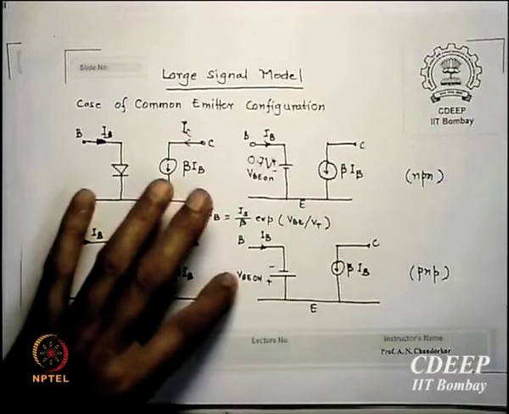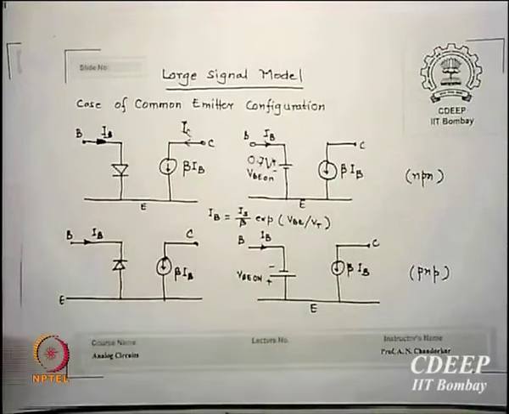So, similarly, I can say VB on, IB, beta times IB, this is for PNP. Is that okay? Simple model. What is missing here? There are many important parameters I have not added right now. For example, there are resistances, capacitances, whatever is going to happen, I have not shown. This is called a simplistic model of a BJT, with add-on terms in real life.